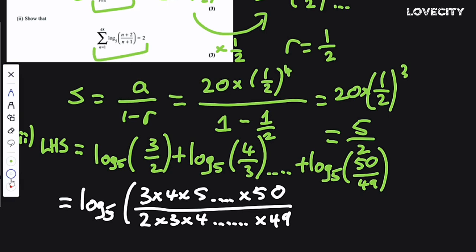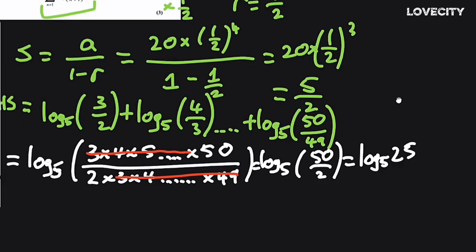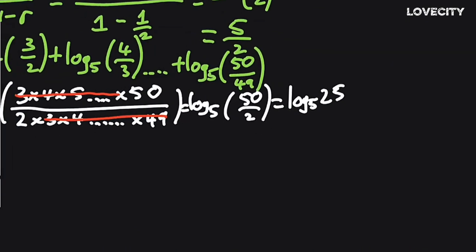So what's going to happen? Well, these are all going to cancel with this, and we're going to be left with log 5 of 50 over 2, which is in fact log 5 of 25, and that's just 2. So that's one way of doing it. That's using that logarithm rule where we can add logarithms.